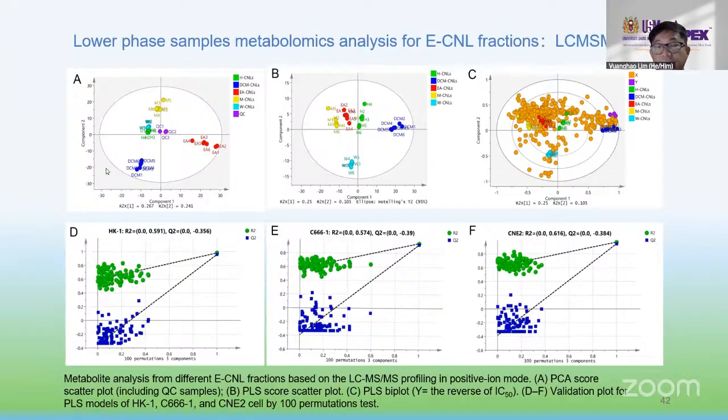PLS-DA further demonstrates clear separation among the fractions with different levels of biological activities. Importantly, the permutation tests confirm that our statistical models are not overfitted, increasing confidence in the identified biomarkers. So we see that the separation of the fractions basically distinguishes the bioactive compounds, or the markers, or the metabolites from different fractions.